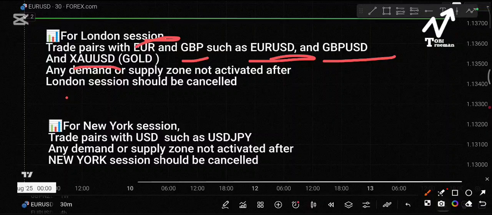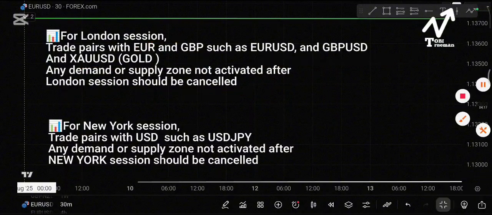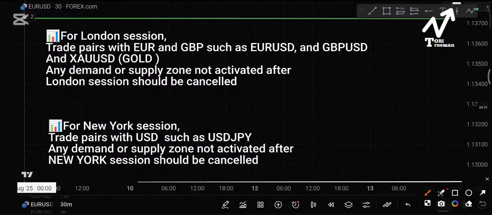Any demand or supply zone not activated after the London session should be cancelled. There are some zones that you are targeting that price will come to, but they will not be activated even after the London session. If price is not coming to that place after the London session, please do well to cancel that trade. There's a probability that the trade will fail.